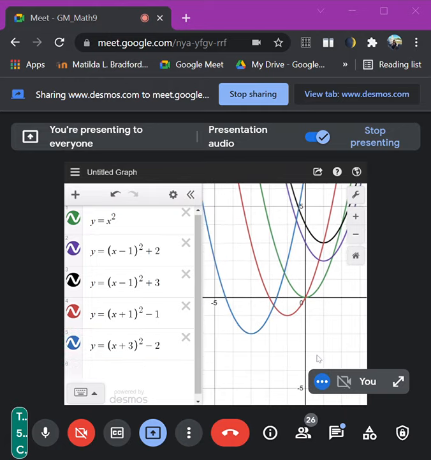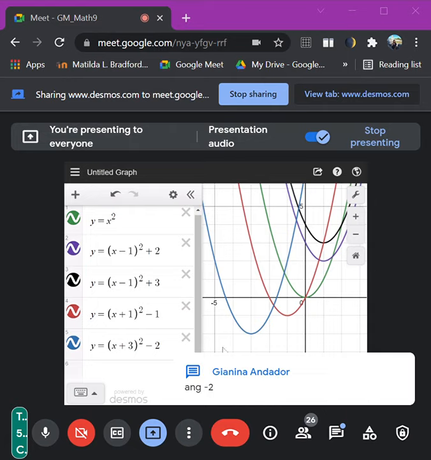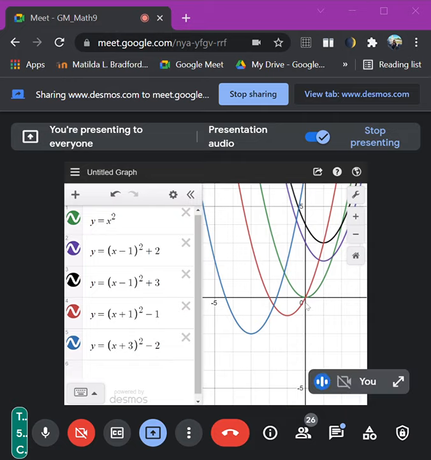We have there the blue one. So, what is the K in this class? Negative 2. Okay, negative 2. Very good. That is negative 2. As you can see, it moved from our parent function downward by 2. Okay? It moved downward.